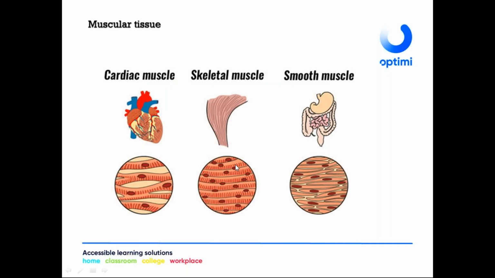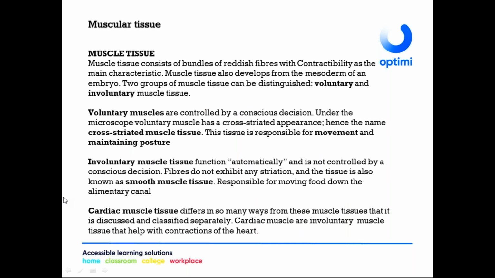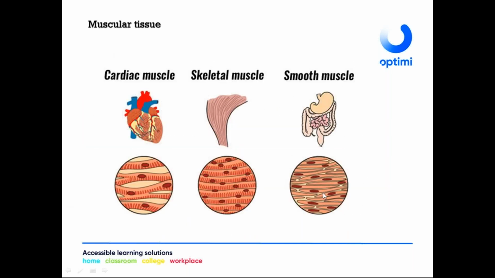We've looked at the general functions already. Muscular tissue can be divided into 3 types. We have cardiac muscle. This is a typical structure of cardiac muscle. As the name suggests, it's found in the heart. We have skeletal muscle, and this is a typical structure of skeletal muscle. And we have smooth muscle, which is found mostly in the digestive tract.